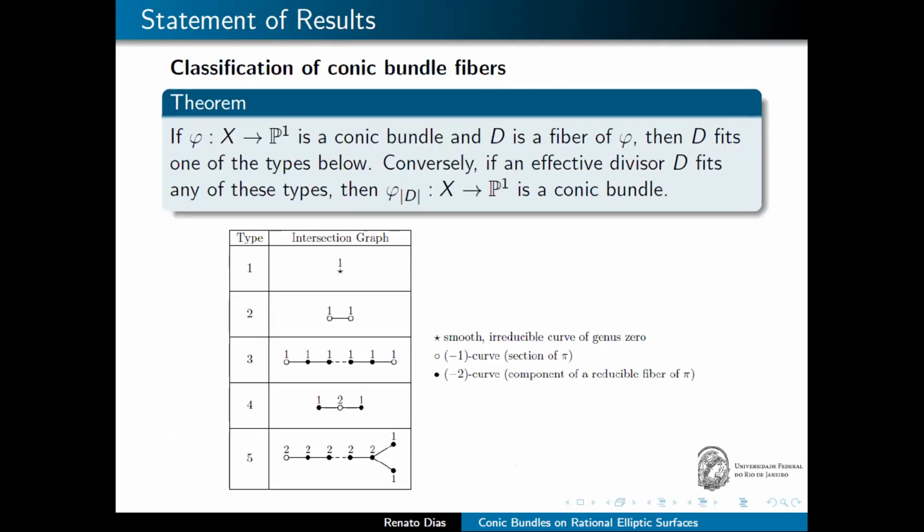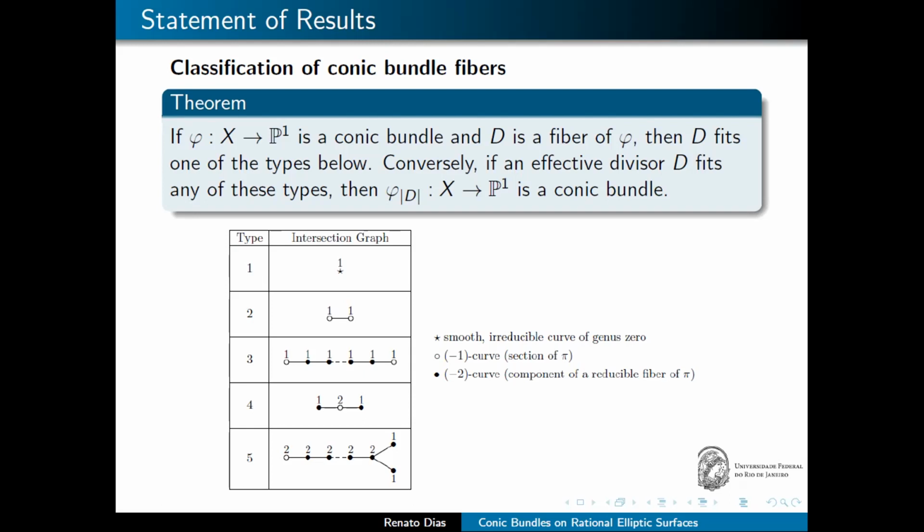So the second result is the classification of conic bundle fibers. Here, if we have a conic bundle phi, and D is a singular fiber of phi, then D must fit one of these types here. This is the intersection graph of the fibers. Type 1 is the general fiber, which is the smooth irreducible curve of genus 0. Type 2, we have 2 exceptional curves intersecting at a point. Type 3, we have this sort of chain of curves, all of them with multiplicity 1. Type 4, we have a double exceptional curve here with multiplicity 2. And type 5, which has this form.